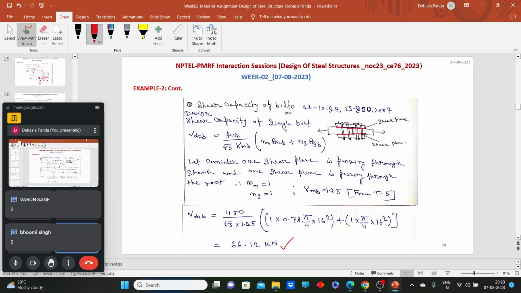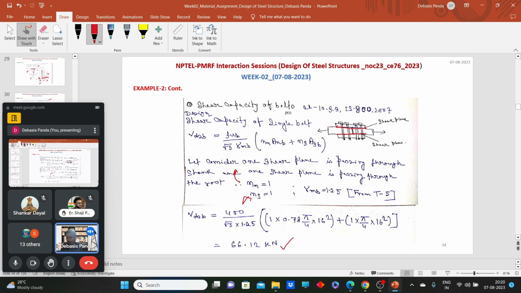Either we can consider that one shear plane is passing through the shank and one shear plane is passing through the root, or we can consider that 2 shear planes are passing through the root to be on the safer side. As a designer, we need to consider the most critical conditions always. So 2 shear planes are there. Here I have considered one passing through the root, one passing through the shank.